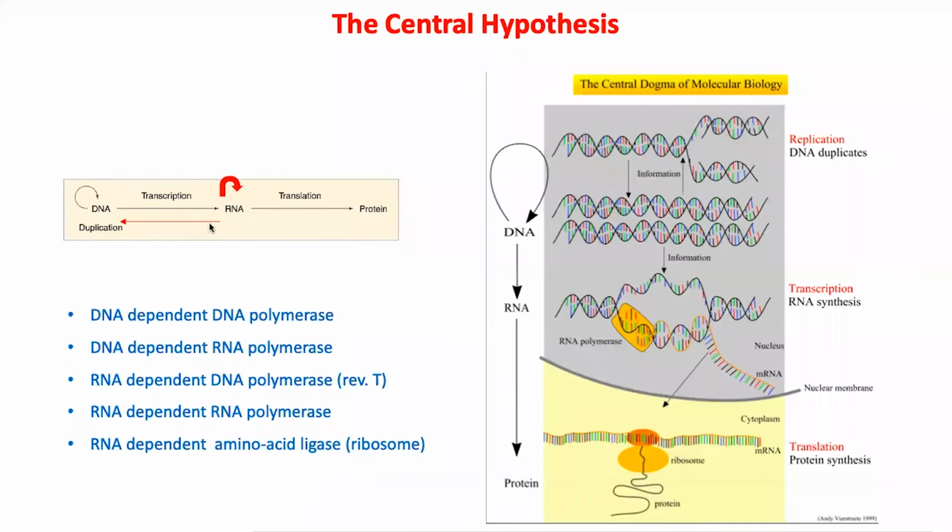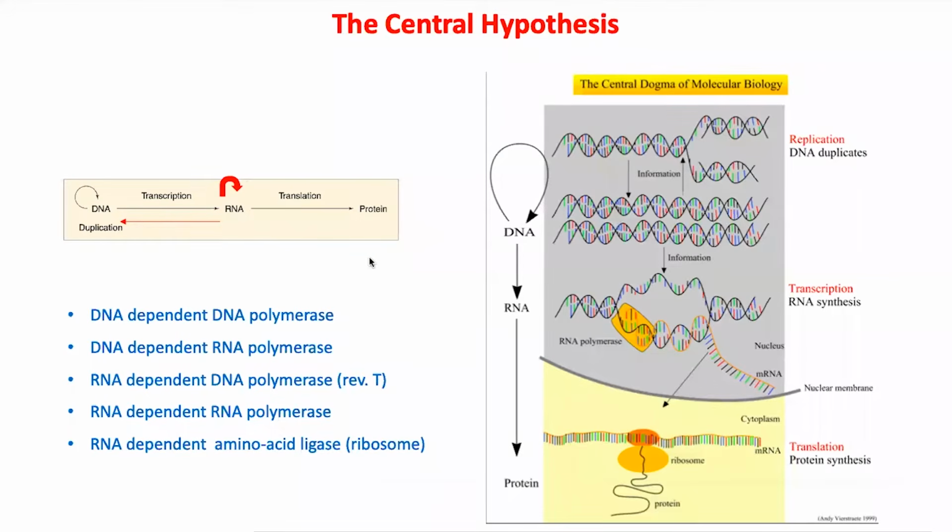Now, sometimes, as shown by the red arrow, this was a discovery in the 60s and the 70s, that RNA itself can be copied back to DNA. And this is done by a protein or a molecular machine, as I keep on calling all of these, called reverse transcriptase. But its full name is RNA-dependent DNA polymerase. And RNA can also copy itself, and this happens quite a lot, for example, in viruses. And this would be done by a protein or a molecular machine called RNA-dependent RNA polymerase.